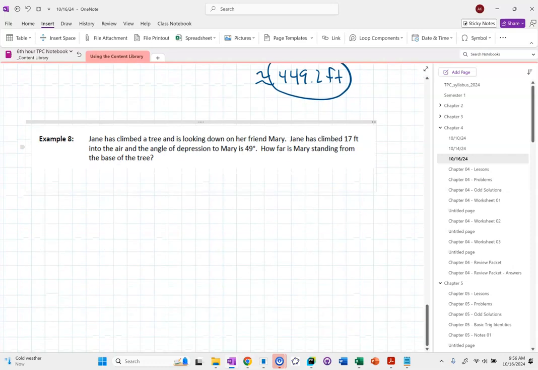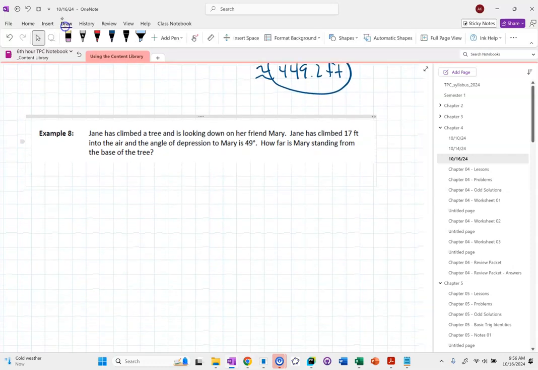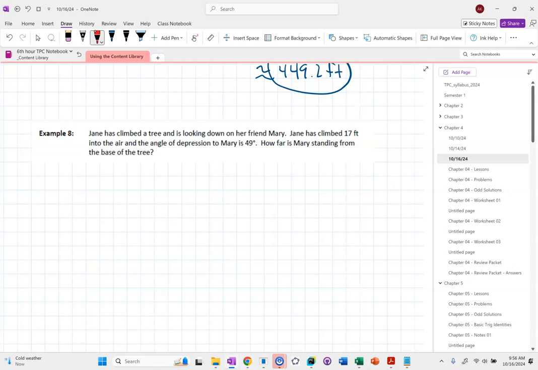All right. Jane has climbed a tree. Oh, that silly Jane. And looking down at her friend Mary. Jane has climbed 17 feet into the air, and the angle of depression to Mary is 49 degrees. How far is Mary standing from the base of the tree?